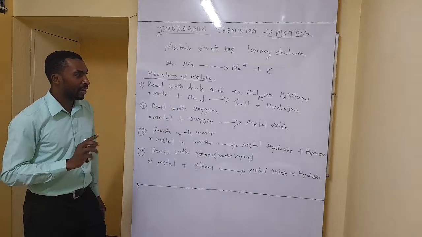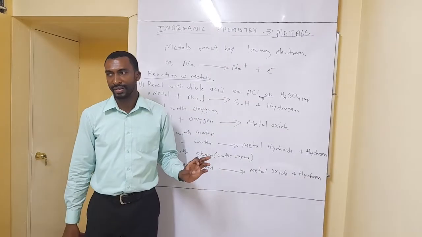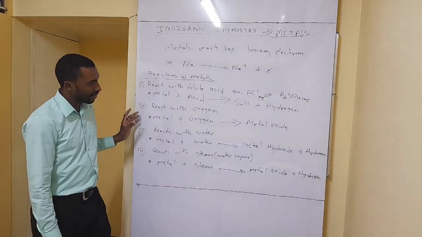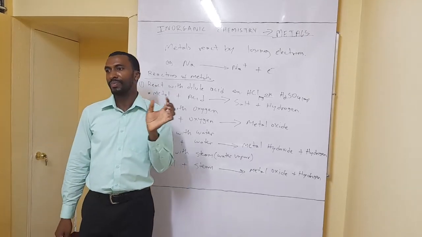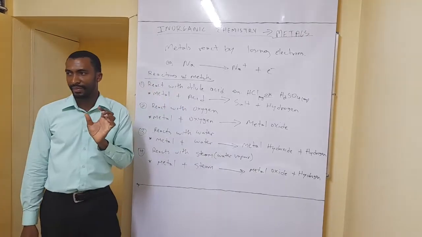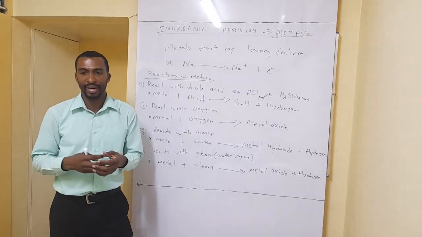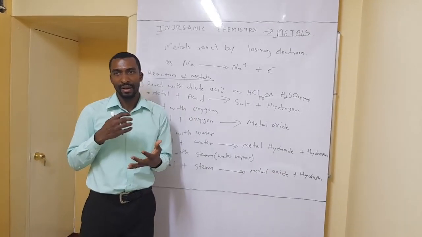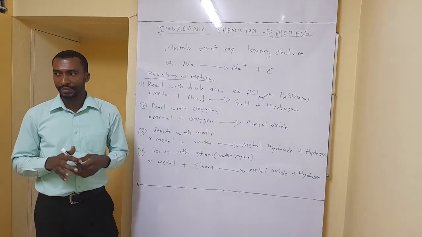Clear? But in all cases, we're going to produce hydrogen gas except when we react it with the oxygen, right? Because in all the other cases, if we have water or if we have acid, you will have the protons there which would actually be reacting to form hydrogen gas as a byproduct. But it's only in the case in which you react the metal with the oxygen, we form only the metal oxide. Clear?